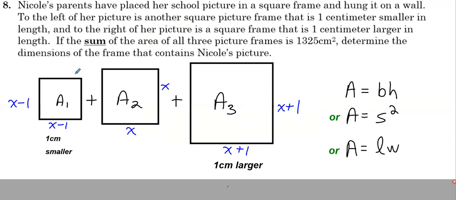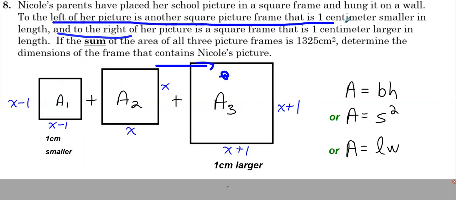There is a question just to talk a little bit about the textbook, just quickly, that was assigned. I'm going to read the question, and as I read the question, I'm going to go through this diagram. The parents of Nicole have placed her school picture in a square frame and hung it on a wall. This one here. How do I know it's this one here? Because to the left of her picture is another square frame, and to the right is another picture frame. So the left picture frame is 1 centimeter smaller in length.